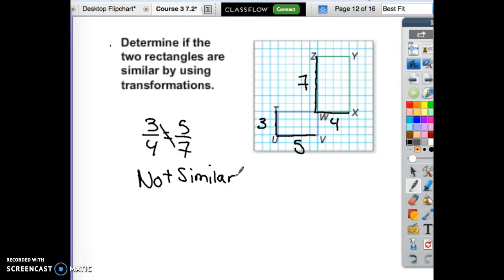So there's no transformation. Yes, this was rotated, but the dilation was not the same, so it's not similar. There's two rectangles there, but they're not similar by definition. Definition of similar means they increase by the same amount, and they did not. The sides did not.